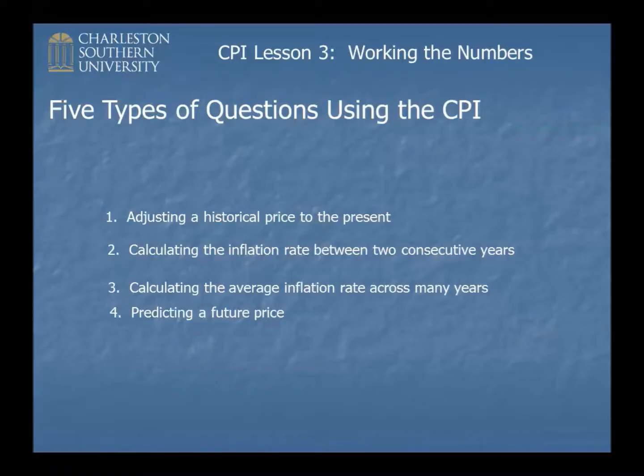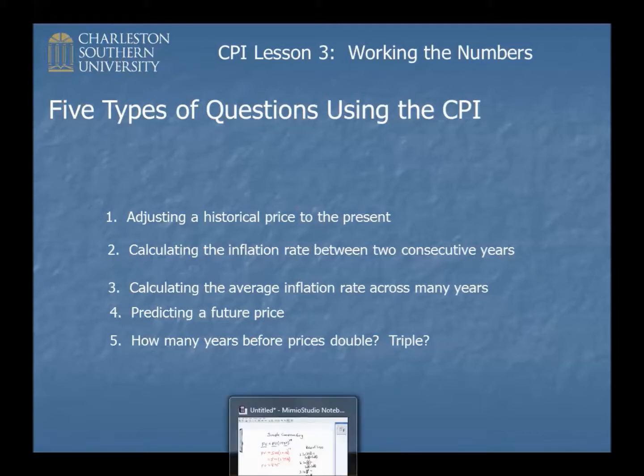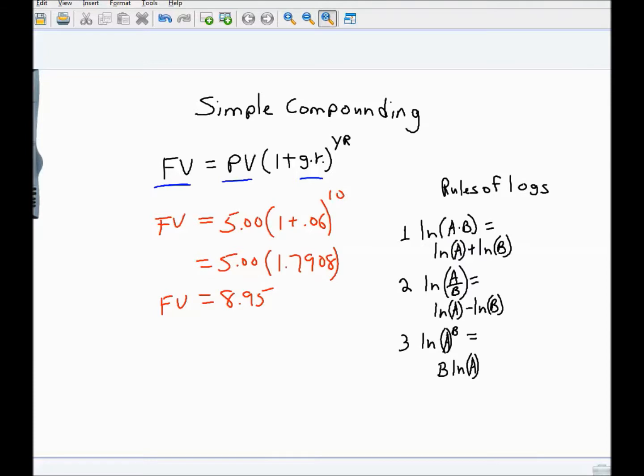Then the next kind of problem is the hardest one. I left it for last, and that is how many years before prices double or prices triple. And to answer that, you need to use logs. See those rules of logs over there on the side? I didn't write them there just for nothing. You're going to need them here. So here's how this works. Again, this is your setup equation.